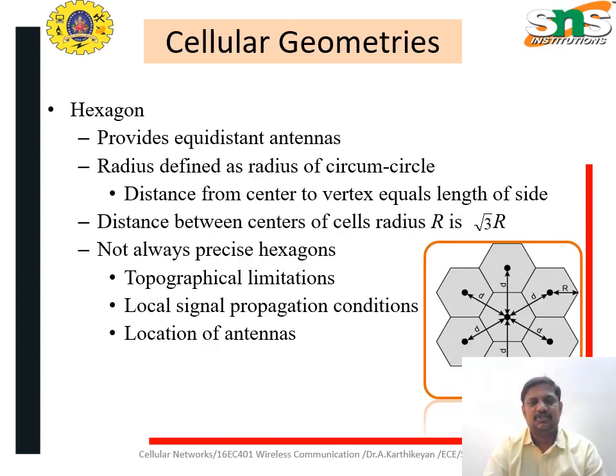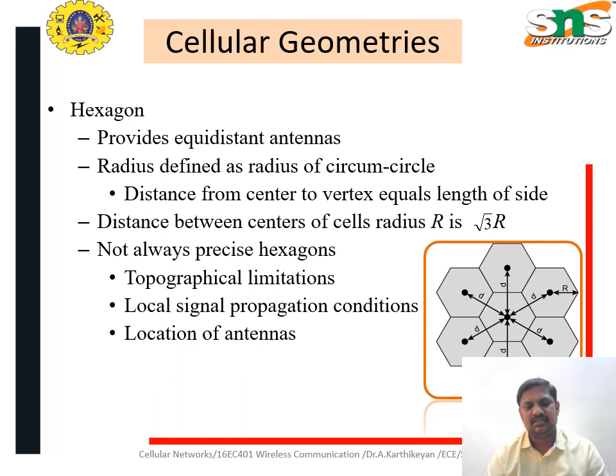And the cellular geometry is mainly the hexagon type, having that center. So both will be the same. The distance is small d of each cell site, and it provides the equidistant antenna, and defines the radius of a circle. The distance from the center to the vertex equals the length of the sides. The distance between the centers, capital R, is root 3 into R.